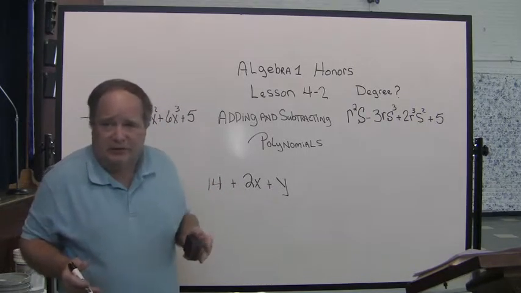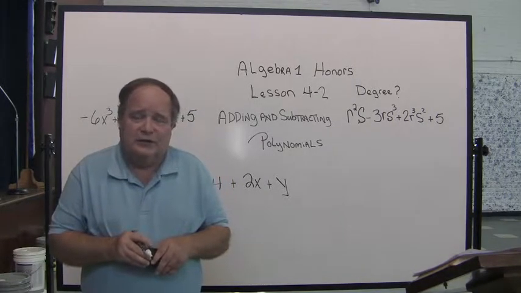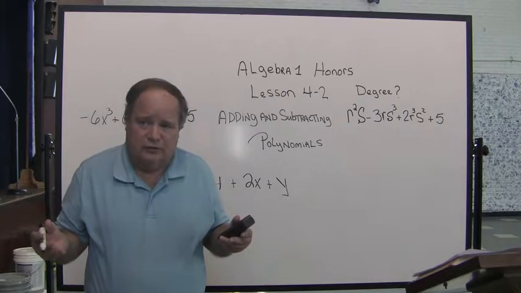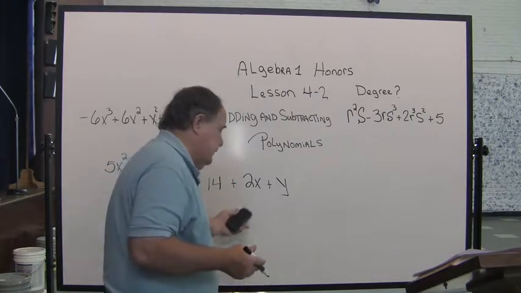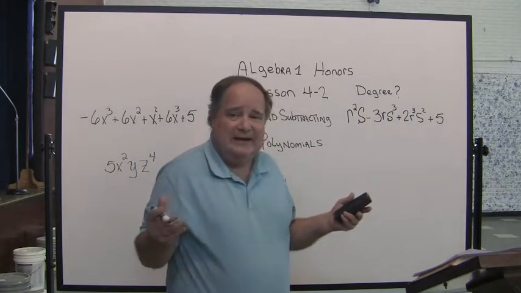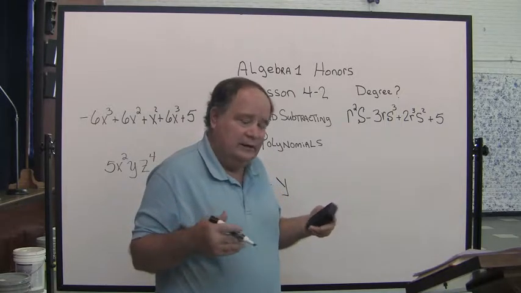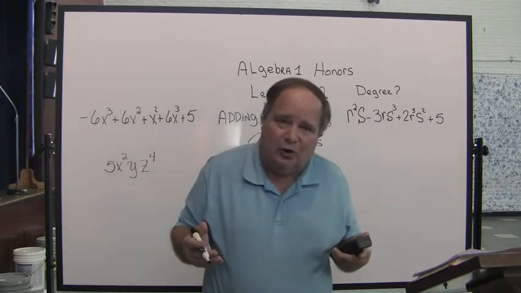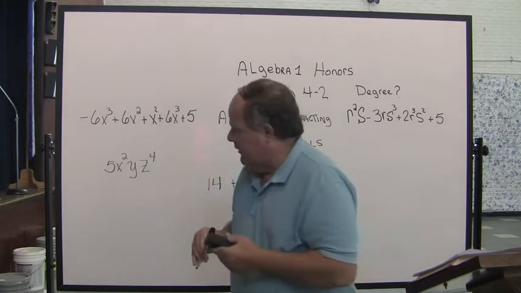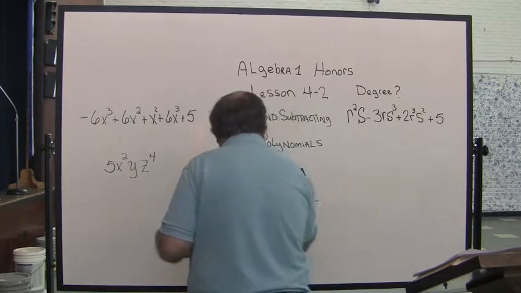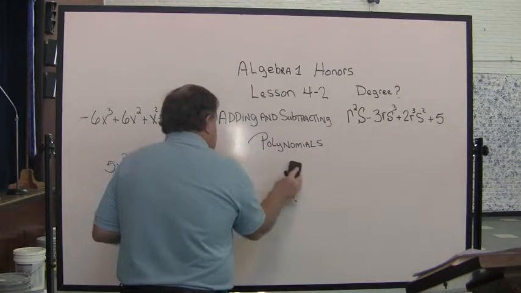After trinomials, they usually call all of these expressions polynomials. They'll even call this a polynomial. Poly just means many. The only expression that's not a polynomial is a monomial.